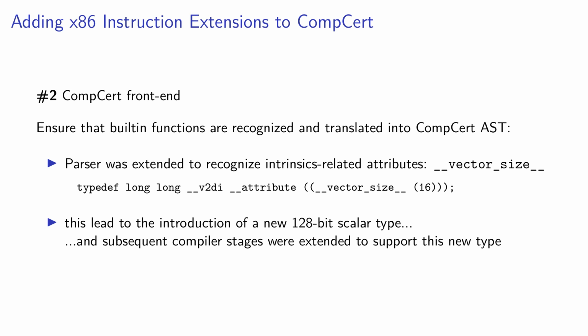The second step that was taken was to extend CompCert's front end, more precisely the parser. This was done in order to ensure that the previously defined built-ins were properly recognized and translated into CompCert's abstract syntax tree. Some changes needed to be made to the parser, for instance, to recognize intrinsic related attributes, such as the vector size attribute. We also introduced a new 128-bit scalar type, and subsequent stages were changed in order to accept this new type.